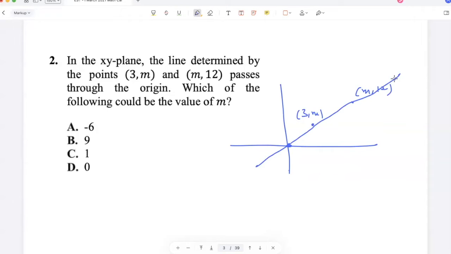So I can use the concept of the slope. The slope of the line would be the same. Let's say I use these 2 points. So m by 3 should be 12 by m. So m squared should be 36. So m is plus or minus 6. So option A.